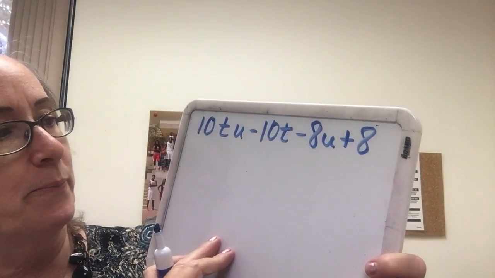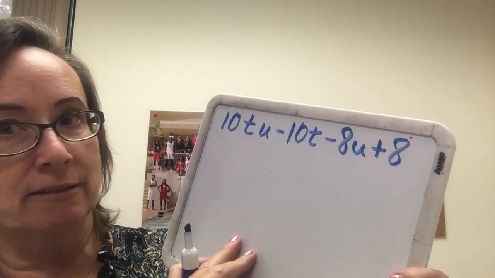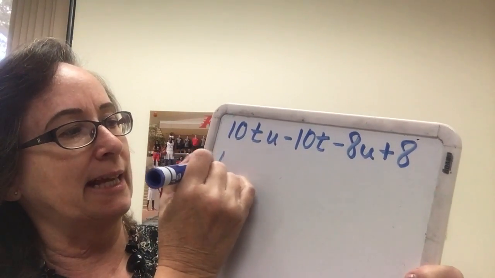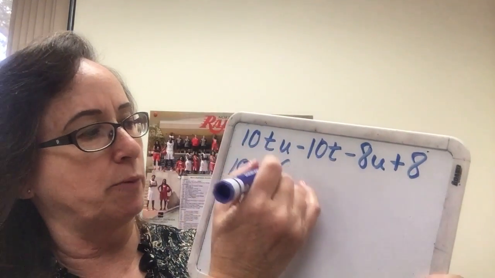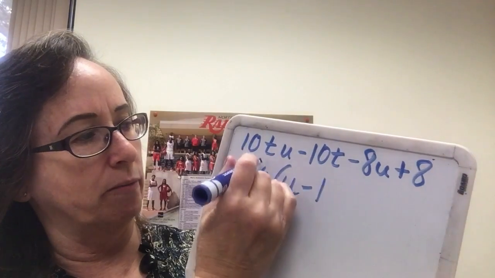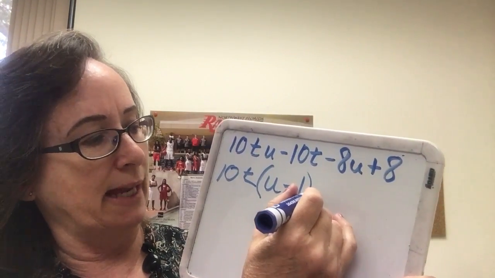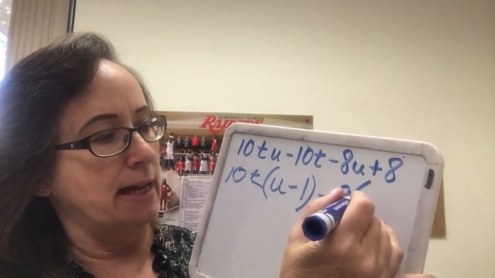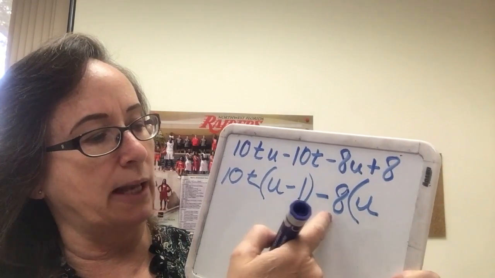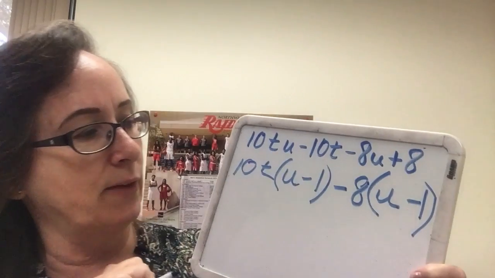The last one on 7.1 is right here. I'm going to keep the first two terms together and the last two terms because they look pretty good that way. So I'm going to pull out a 10t out of the first two terms. And then I'm going to be left with a u minus 1 when I divide out the 10t. And then over here, I'm going to pull out a -8 because I want to have a positive u right here. So I'm going to pull out a -8, which would give me a -1 when I divide 8 by -8.